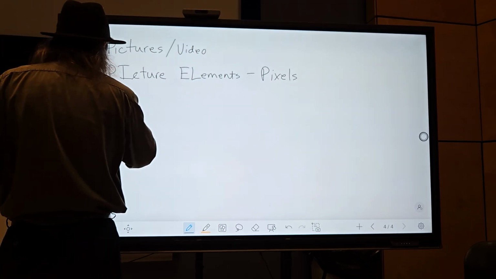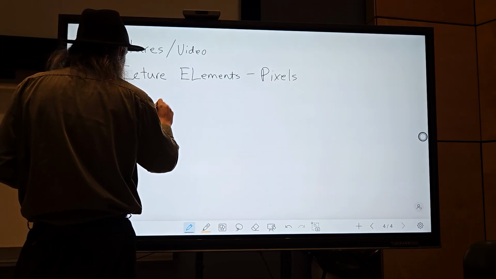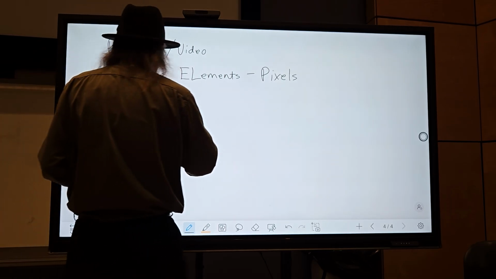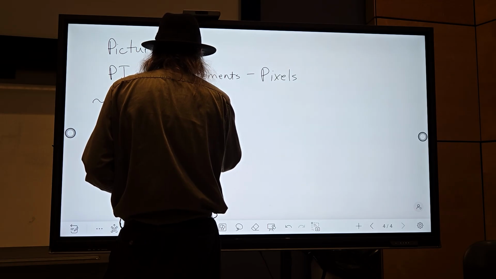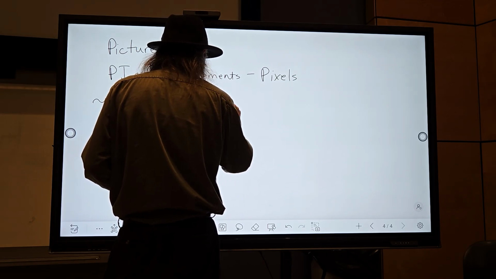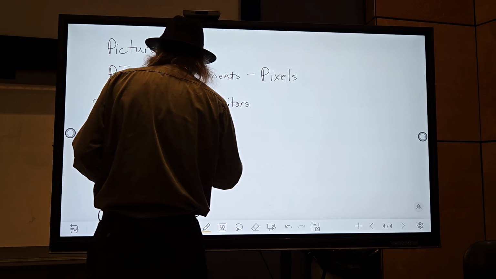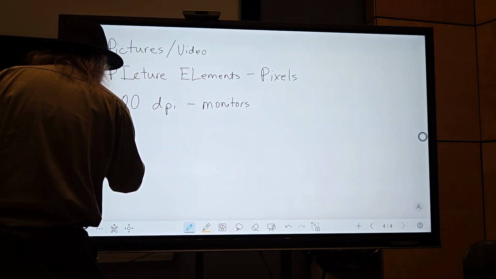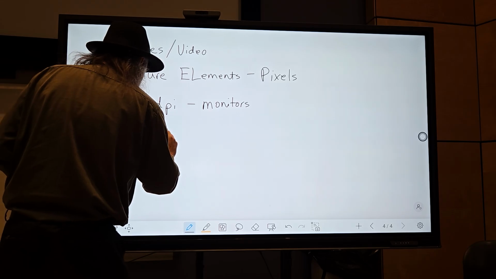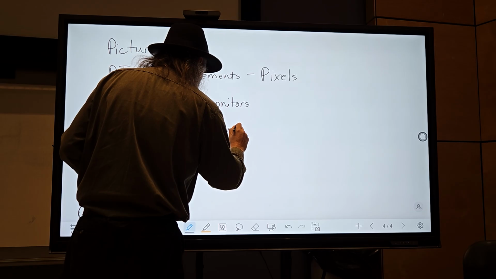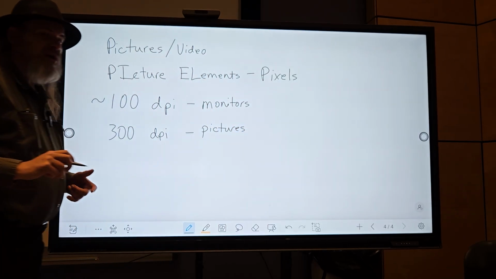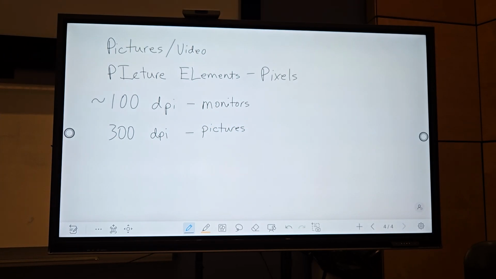So around 100 dpi, it varies from monitor to monitor. And 300 dpi for pictures that you would print out on paper, like at Walmart or Walgreens or wherever you get your photographs printed. 300 dpi is sufficient for that.